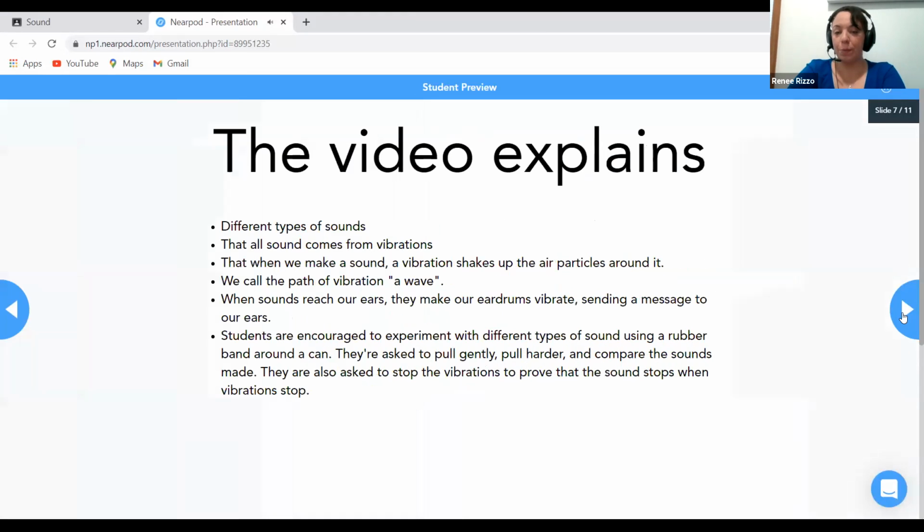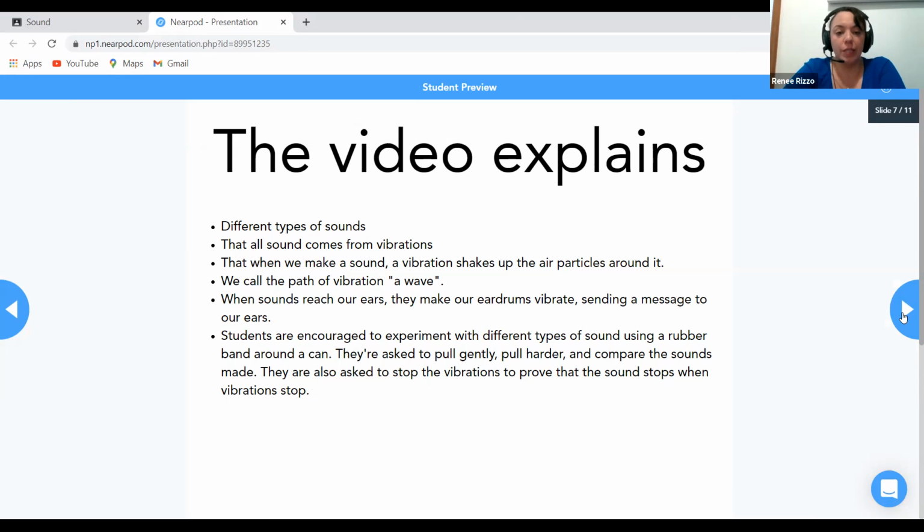So the video explains different types of sounds, that all sound comes from vibrations, that when we make a sound, a vibration shakes up the air particles around it. We call the path of vibration a wave. When sounds reach our ears, they make our eardrums vibrate, sending a message to our brains.